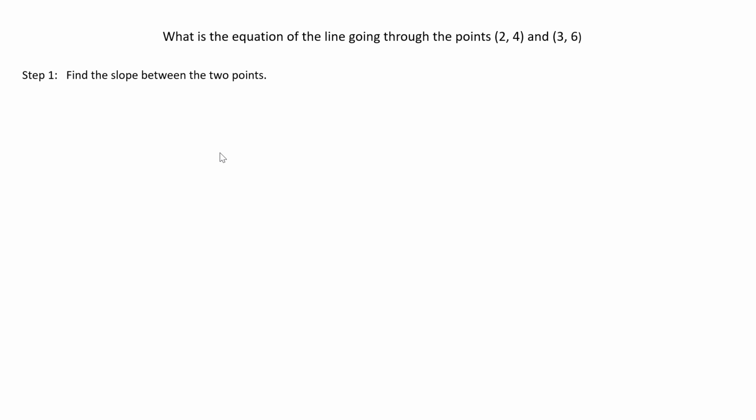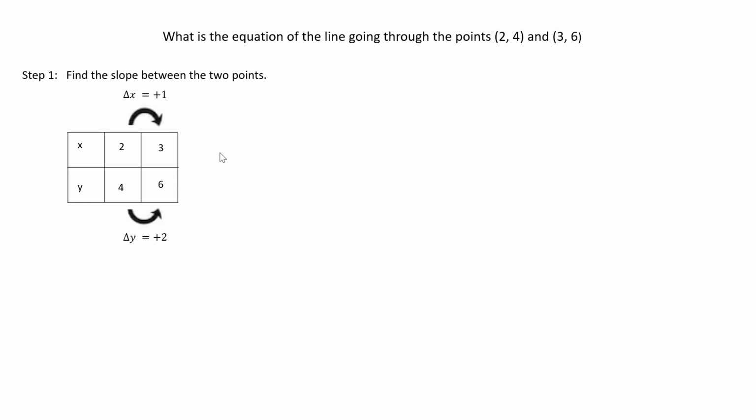So the first thing I'm going to do is use these 2 points to find the slope. I'm going to use a table here to do this. I'll insert the first point and the second point, and then find out how far they are apart. Delta y, or the change in y, is an increase of 2, and delta x is an increase of 1. Then I'll use my slope formula, which is delta y over delta x. So there's my slope.